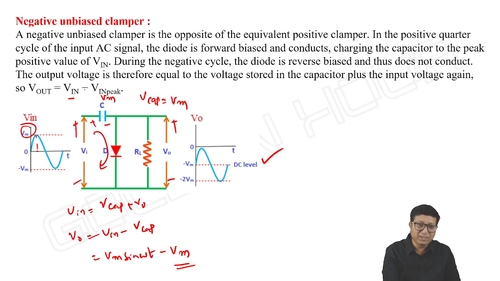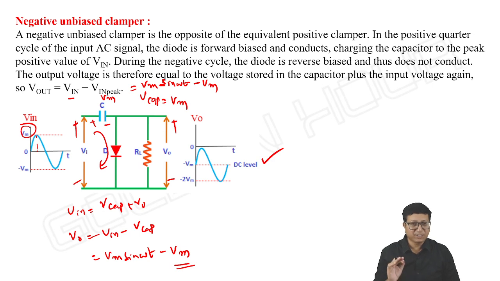In positive clamper, output is V in plus V input peak. Negative clamper, it is V in minus V in peak. So V input is Vm sine omega t. And what is the peak amplitude of the input? Okay, it is Vm. Okay, this is how we can write it.